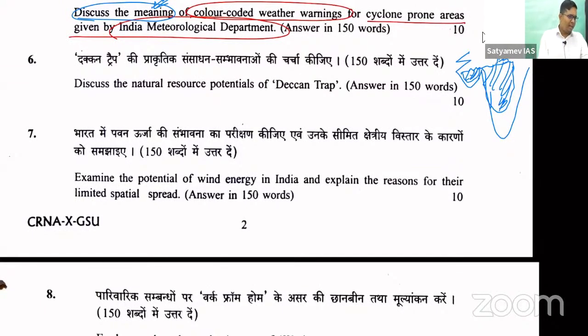So have I given the structure very clearly? The metallic minerals, soil based, biodiversity based, water based, ecotourism based. These are the natural resource potential.